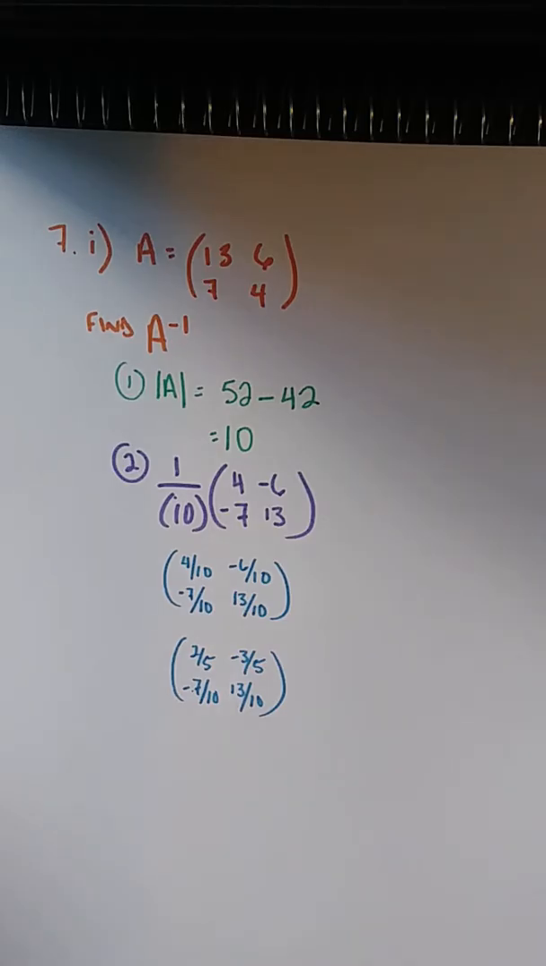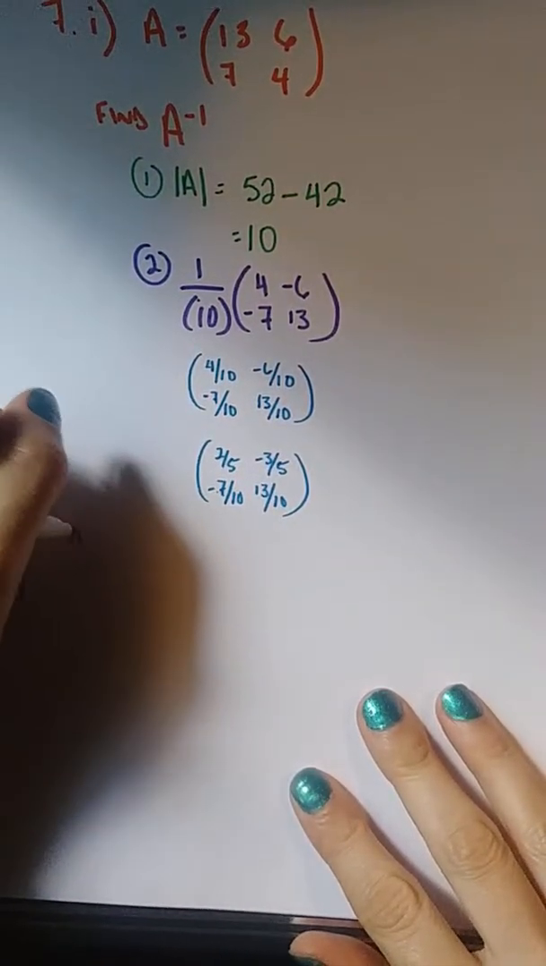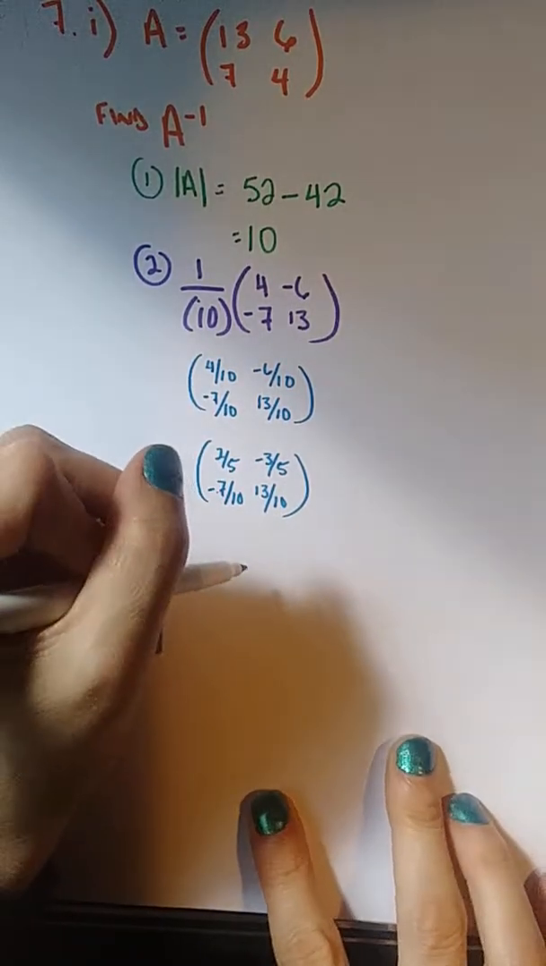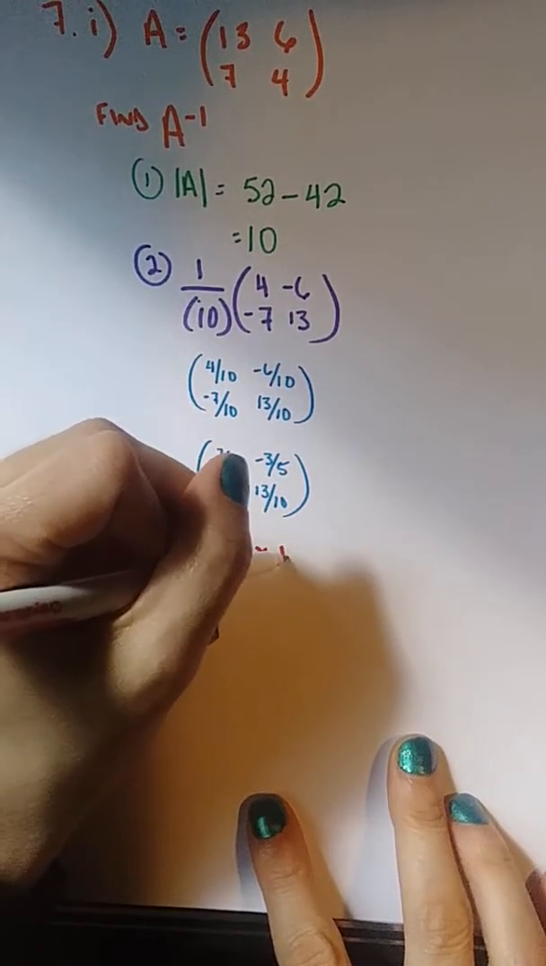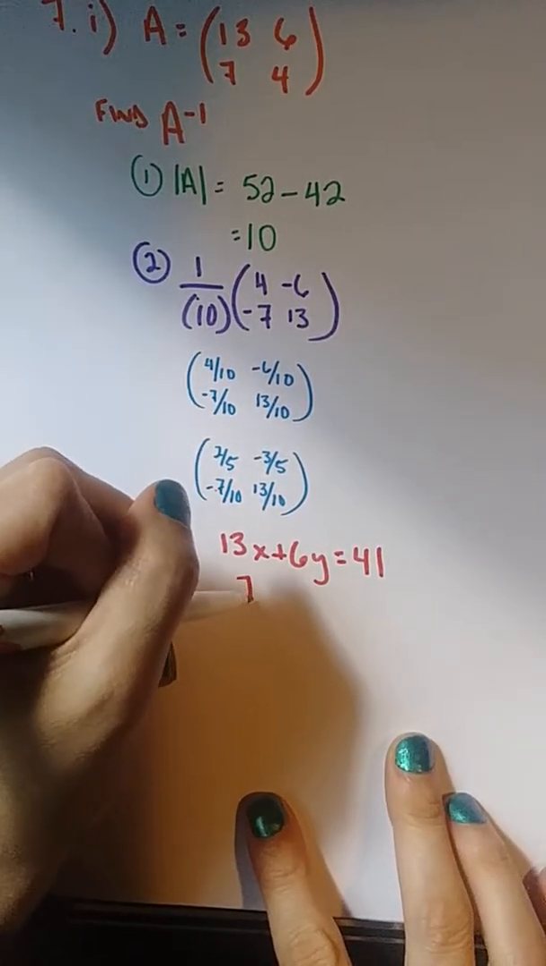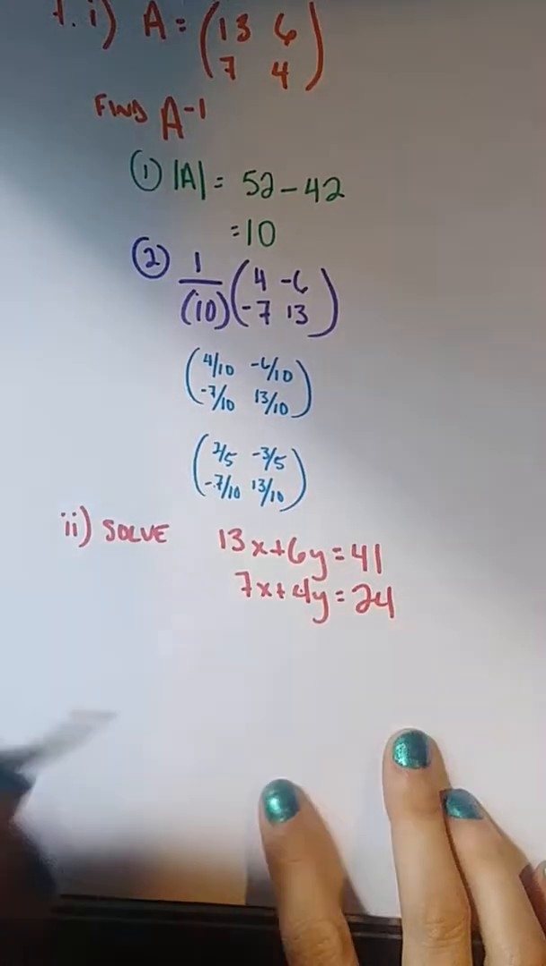Let's take a look at part II. It's asking us to solve these simultaneous equations. So part 2 is asking us to solve our simultaneous equations. 13x plus 6y is 41. 7x plus 4y is 24.